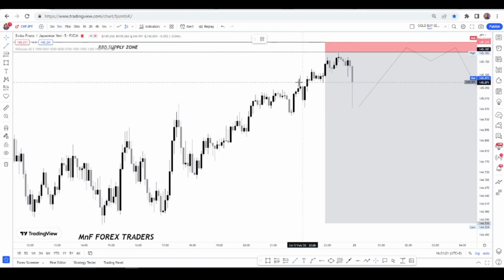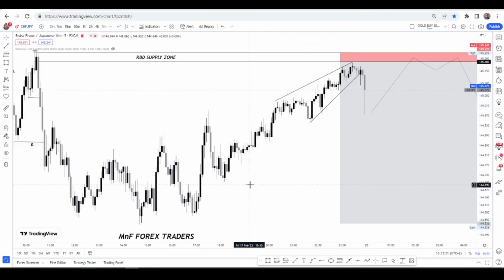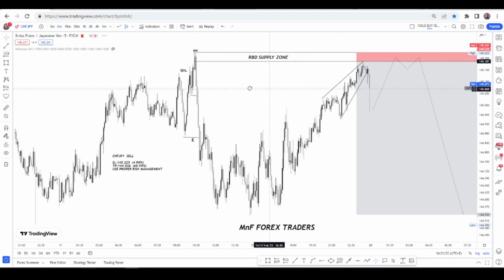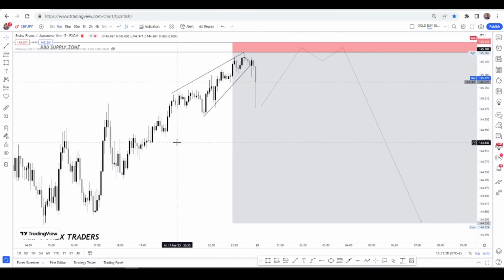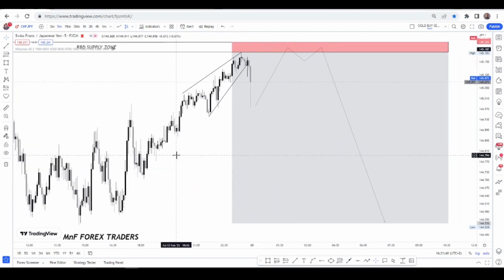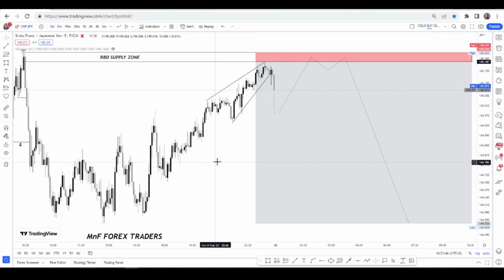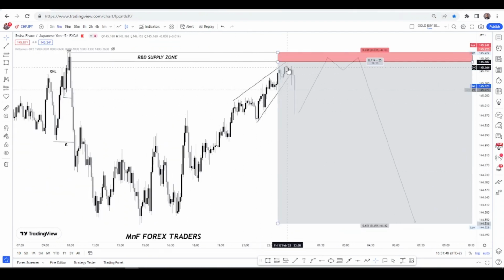What you have is just a compression. The market is just compressing as it's coming towards this level right here. You can clearly see that it's a rising wedge, and a rising wedge is always followed by a big break. This is a compression, and the market pushed down to the downside.